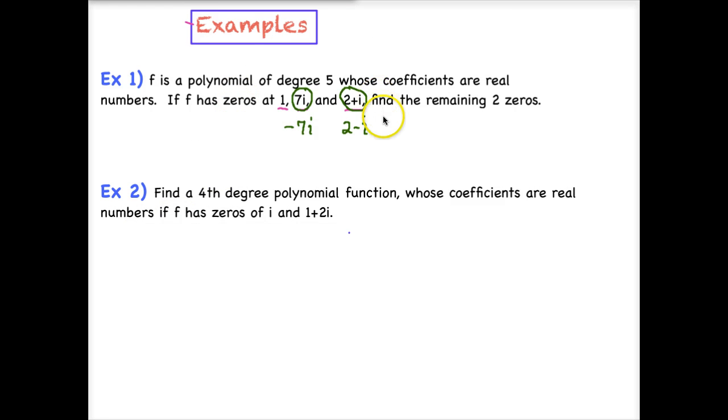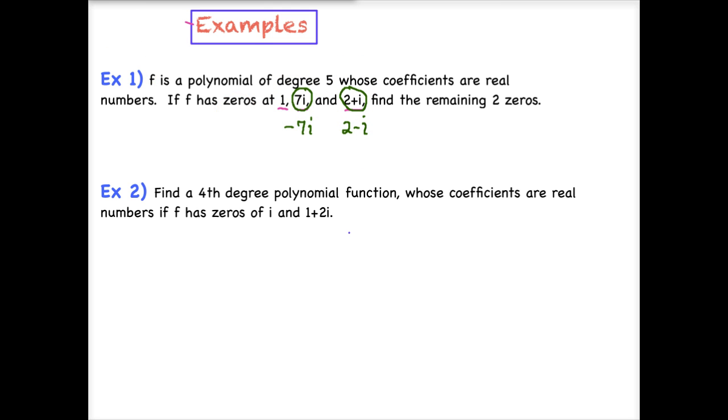In our first example, if we have a polynomial of degree 5, whose coefficients are real numbers, and we have zeros at 1, 7i, and 2 plus i, based on what we just talked about, in addition to 7i, we would need the conjugate, -7i, and in addition to 2 plus i, we would need the 2 minus i. And now we have our 5 zeros.